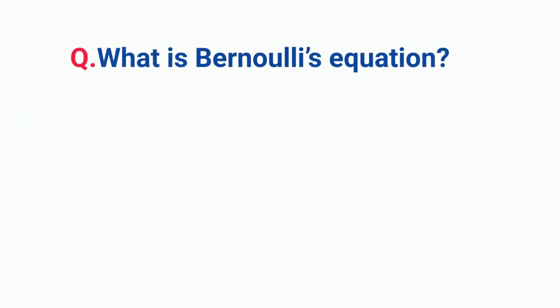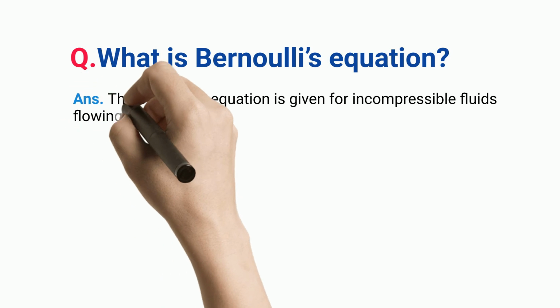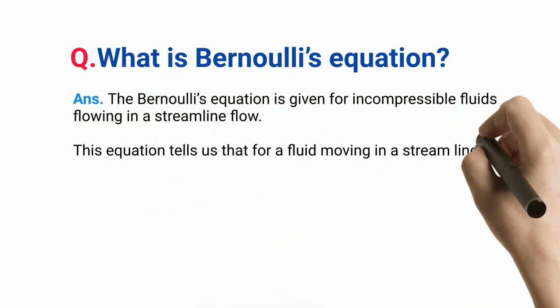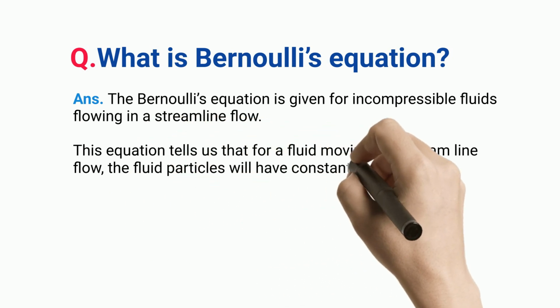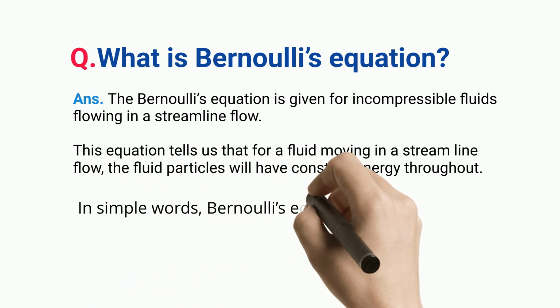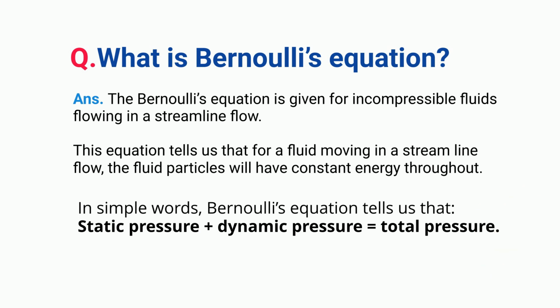What is Bernoulli's equation? Bernoulli's equation is given for incompressible fluids flowing in a streamline flow. This equation tells us that for a fluid moving in a streamline flow, the fluid particles will have constant energy throughout. In simple words, Bernoulli's equation tells us that static pressure plus dynamic pressure equals total pressure.